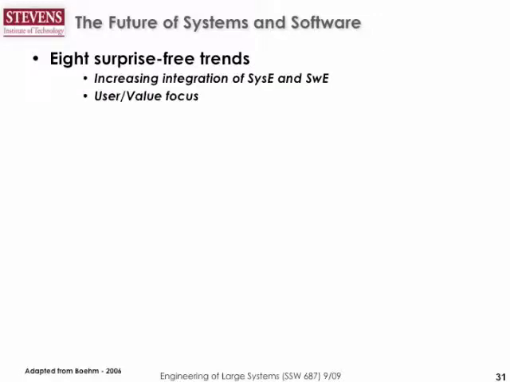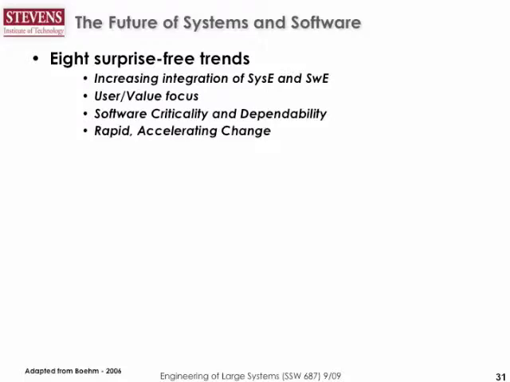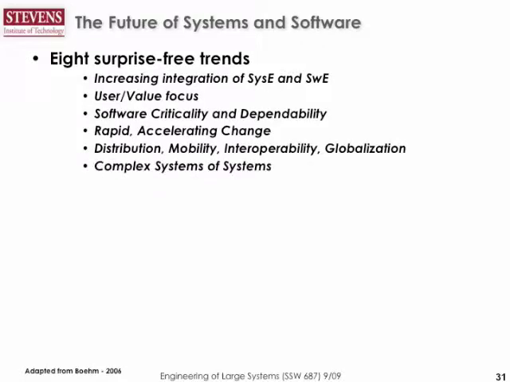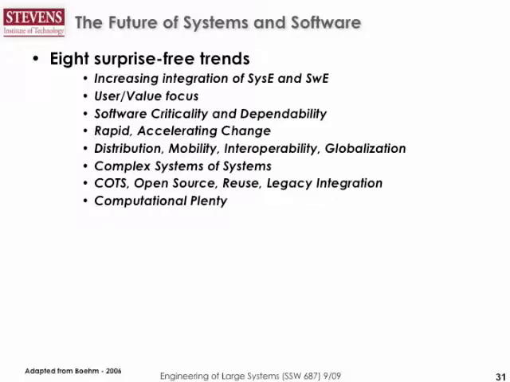Obviously, systems and software are going to have to be integrated more. We're going to see more focus on users and value. Software is going to become much more critical and will need to be more dependable. We'll continue to see change. We'll see broader distributed systems with all of those kinds of issues. Systems will continue to get more complex, including ultra-large systems. We'll see more brownfield systems than greenfield systems. And of course, Moore's Law will continue, and we'll have computers everywhere.